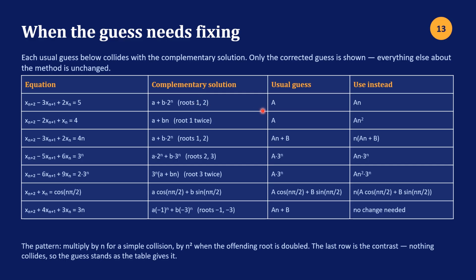And the main reason is I want to point out if you use the suggested particular solution from the table earlier on, you run into a clash for all these except for the last one. And then you need to either multiply by n or some power of n. We saw a couple of cases where we needed to up that, so we had n squared here as well as n squared in this one.